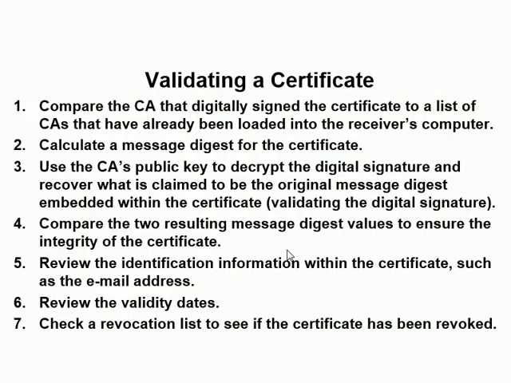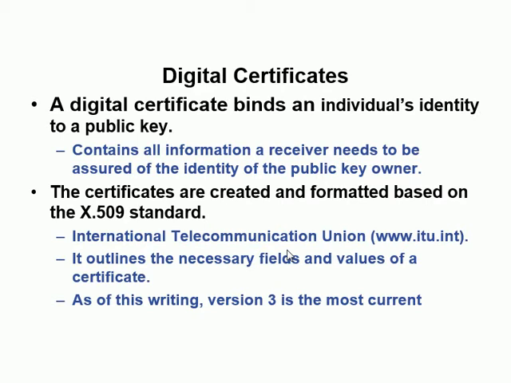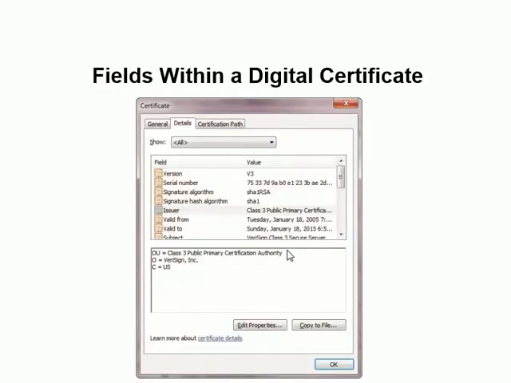So validating a certificate, these are basically the steps that you're going to take. A digital certificate binds an individual's identity to a public key. So the idea here is that if you get a digital certificate for a user, that digital certificate is going to contain the public key, and you have a method to verify that that is indeed their public key. So this is again how we get around this problem of the man in the middle trying to intercept these messages, because they can change that key.